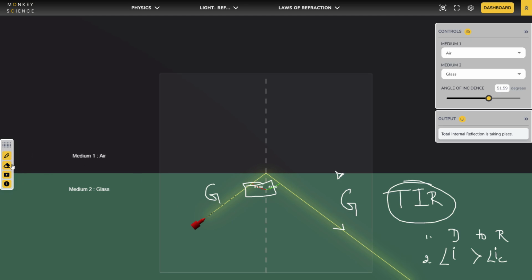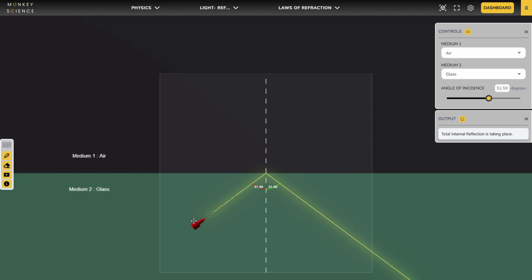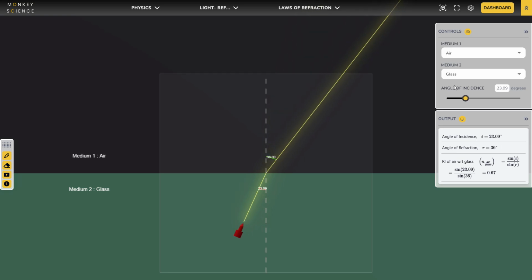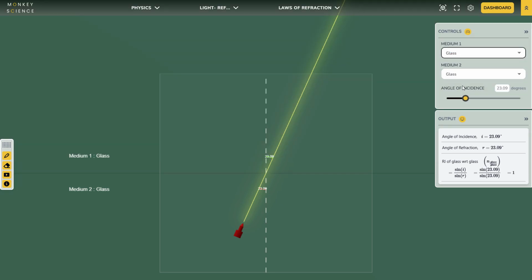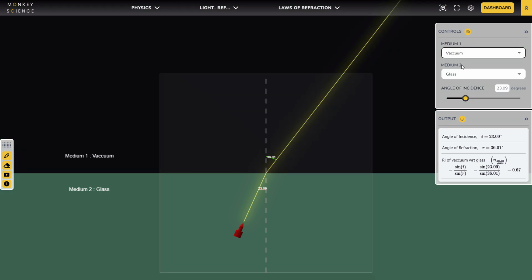Also, we can further change the mediums with us and see what happens. Now see, we know that light is traveling from glass to air. What if it was traveling from glass to glass? No refraction takes place. It's traveling in the same medium, right? So no refraction would take place. But if it travels from glass to vacuum, refraction will take place.